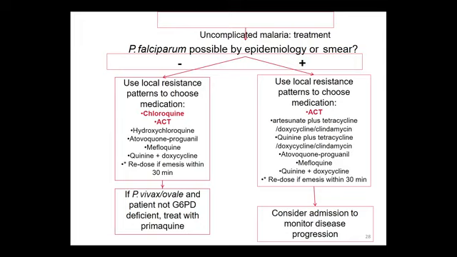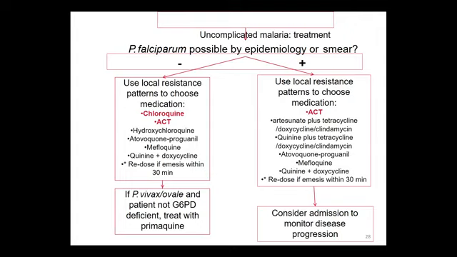Uncomplicated malaria treatment. Again, if possible, by epidemiology or smear, understand whether it is falciparum or not. If it's positive and possible, use local resistance patterns to choose medication. It may be AST or artesunate plus tetracycline, doxycycline, clindamycin; quinine plus tetracycline, doxycycline, clindamycin; atovaquone plus proguanil; mefloquine; quinine, doxycycline. Redose if emesis within 30 minutes, and consider admission to monitor disease progression.